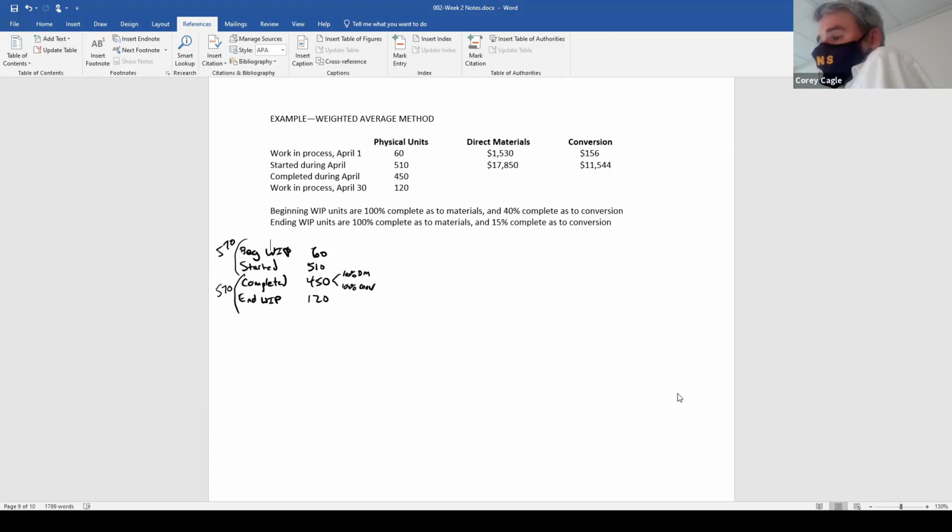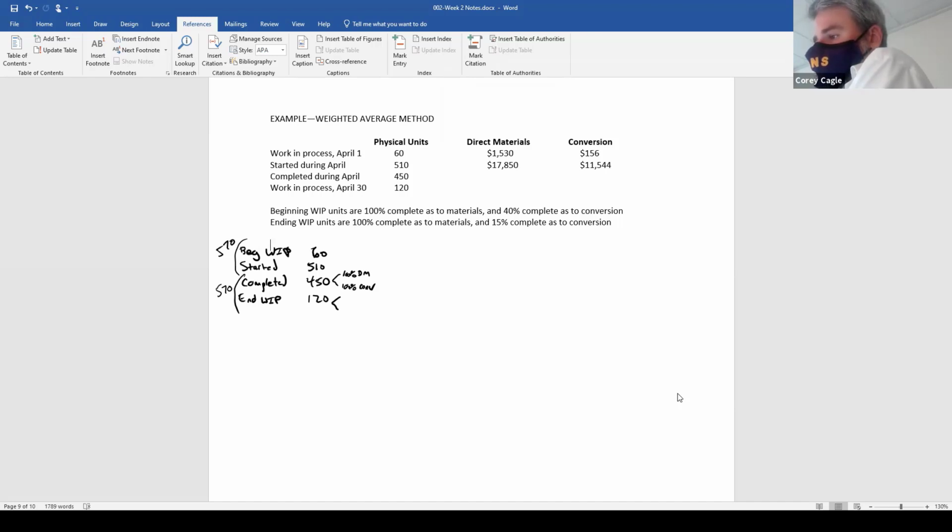So yeah, your 450 units that are done, they're 100% done as far as materials go. They're 100% done as far as conversion goes. They're done. Now these ending units that are still in work in process are not 100% complete. Now, here's what our text tells us. It tells us our beginning work in process units were 100% complete as far as materials go. We already added the materials last month.